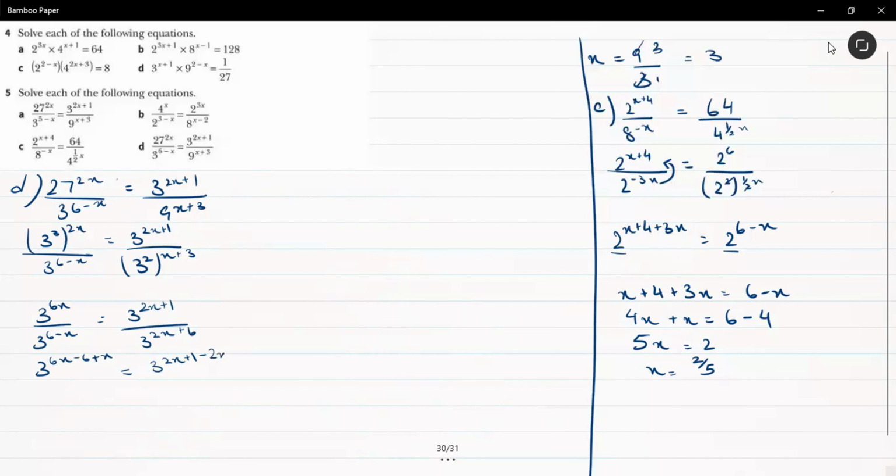So we get this, and now equate the powers because the bases are the same. We get 7x minus 6 is equal to positive 1 minus 6, which is negative 5. So we are going to get 7x is equal to negative 5 plus 6. And then we are going to get x is equal to positive 1 over 7. And that's our answer for part D.